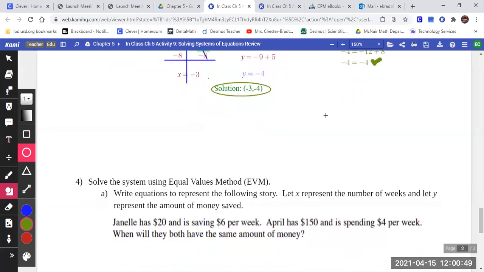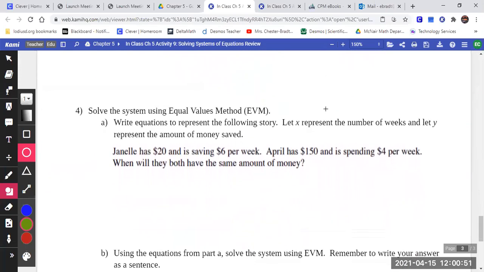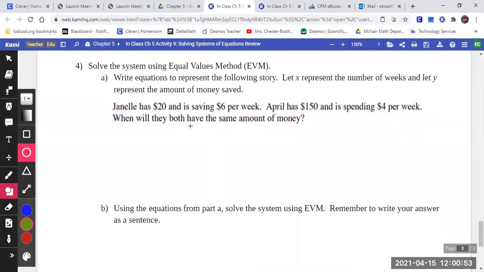Okay. So we are still doing equal value method, but now it's a word problem. So we have to set the equations up for ourselves. And we have to have a sentence answer because it's a word problem. Okay. So we're going to make our little table of things.